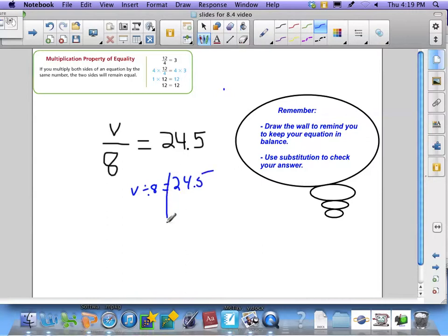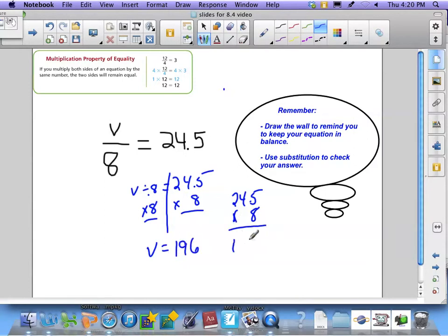We're always going to start by drawing the wall. We're going to use inverse operations. We want to solve for v, so v divided by 8 times 8 would leave you just with v. If you had a number, divided it by 8, and then multiplied it by 8, you'd have the same number. Whatever you do to one side of the equation, you have to do to the other side. So you're going to do 24 and 5/10 times 8 to get your answer. 24 and 5/10 times 8 is equal to 196.